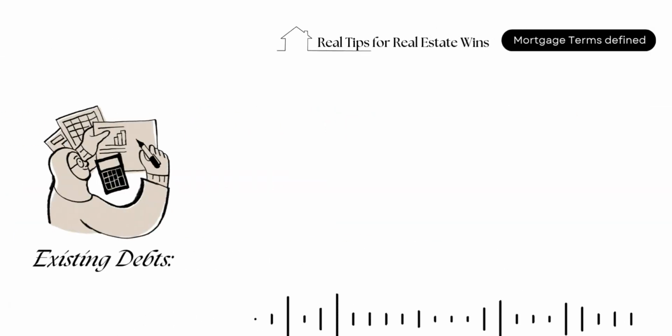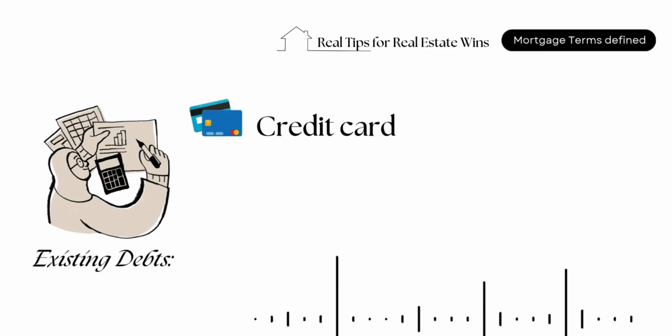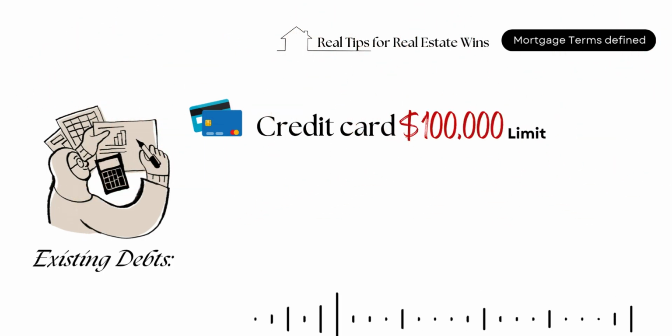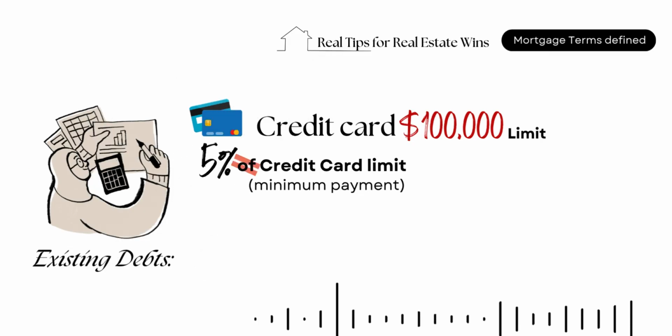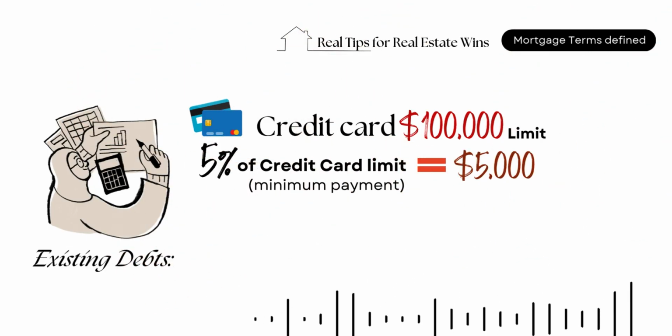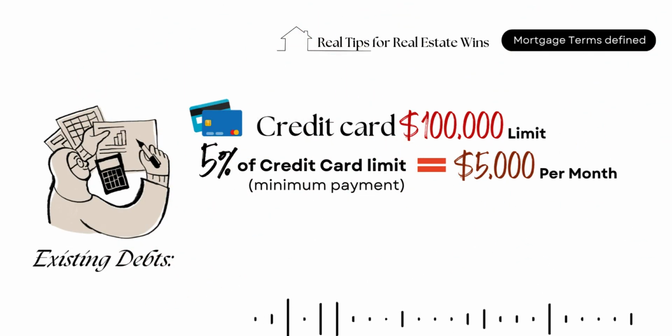Now, we're going to subtract your existing debts from that debt service ratio or that debt to income allowance. Let's say the individual has a credit card. Because the bank counts 5% of the limit of the credit card as your minimum payment, with this person having a credit card of $100,000, 5% of the limit works out to $5,000 per month as the minimum payment.